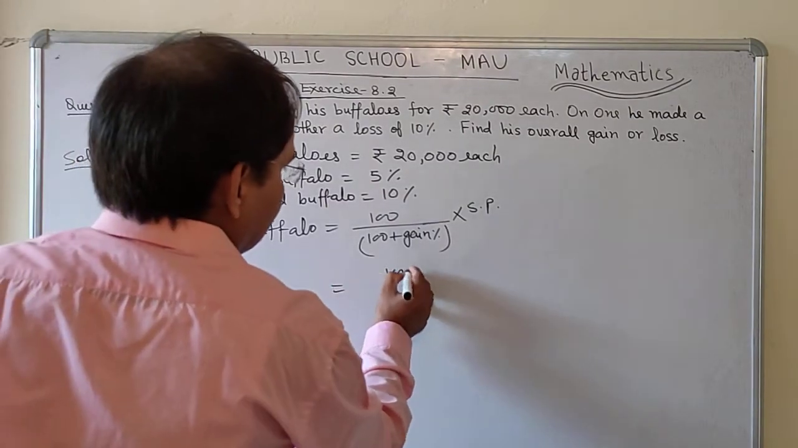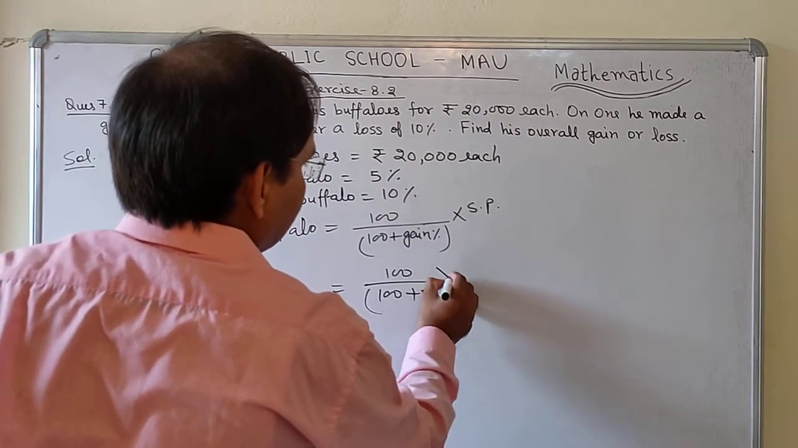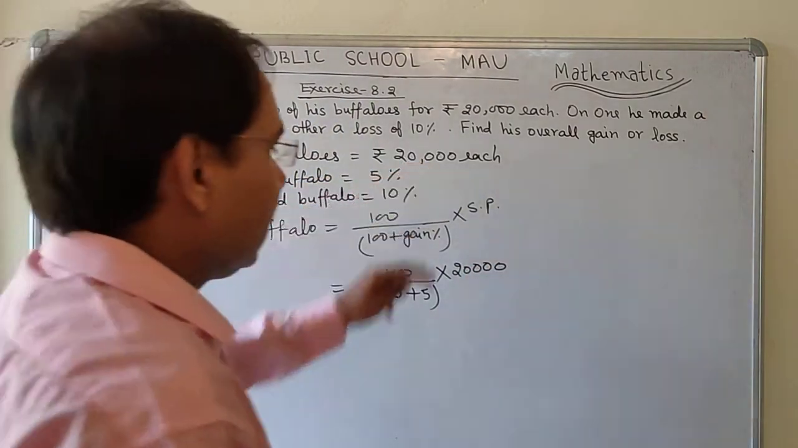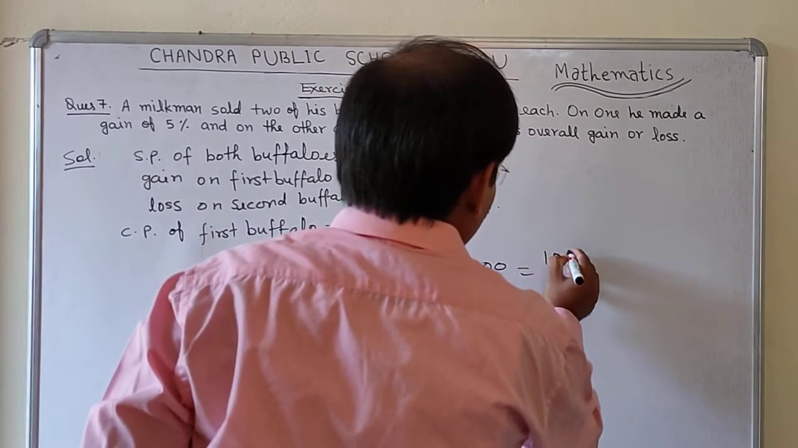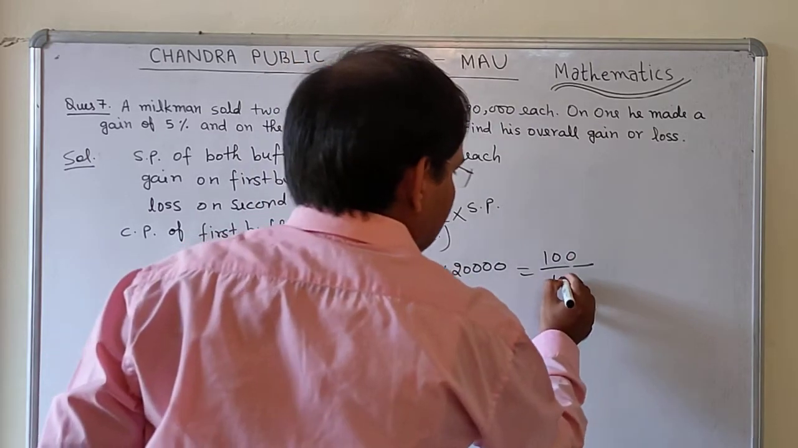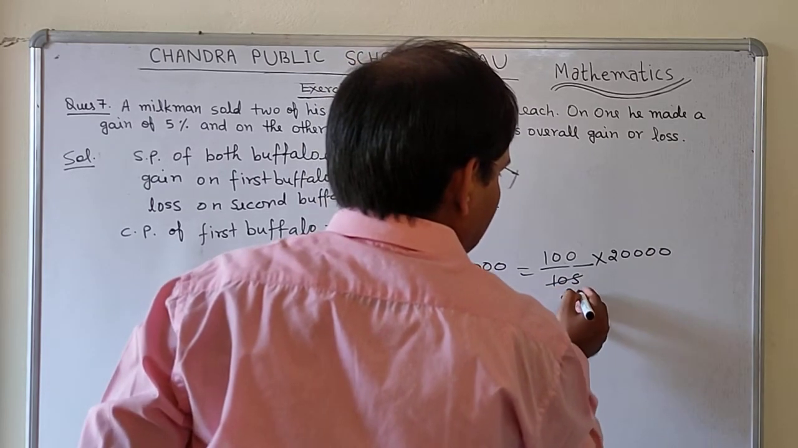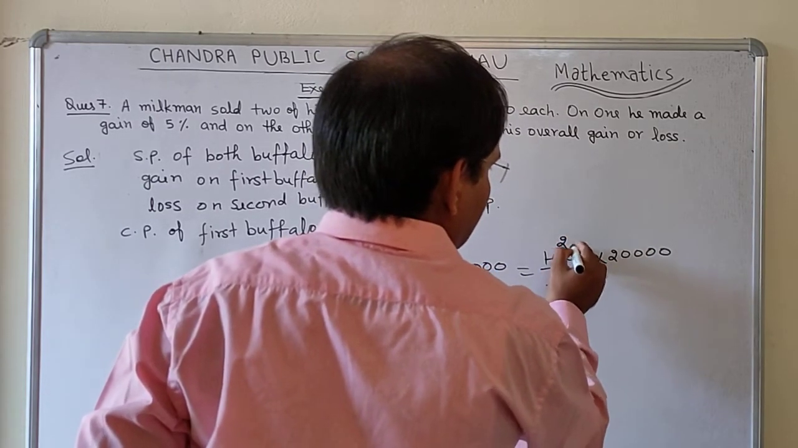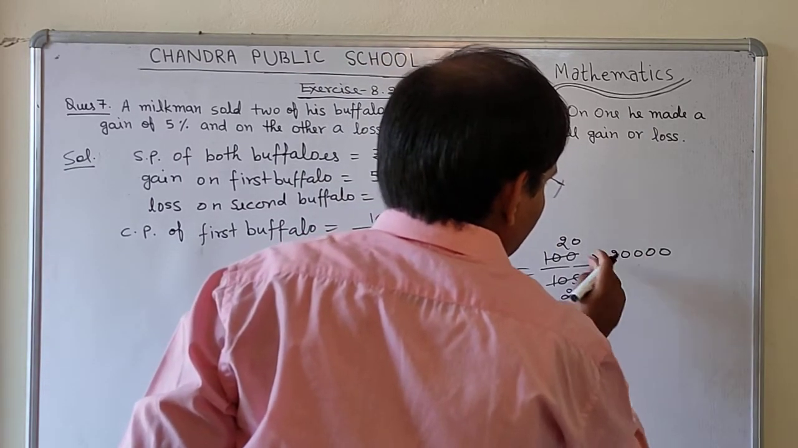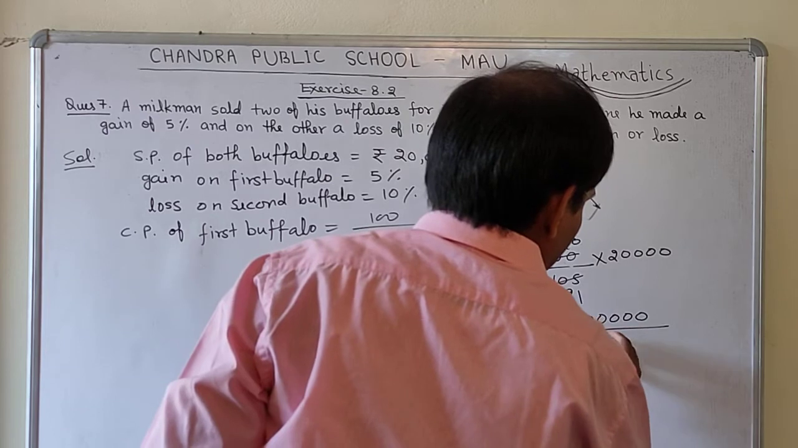So it is equal to 100 upon 100 plus the gain percent on the first one, which is 5, into the selling price, which is 20,000. For both buffaloes the selling price is 20,000. So it is equal to 100 upon 105 into 20,000. Now here it will be cancelled, 5 into 20 is 100, so it will be 20. Now if you write it, it will be 4 and then 5 zeros, upon 21.